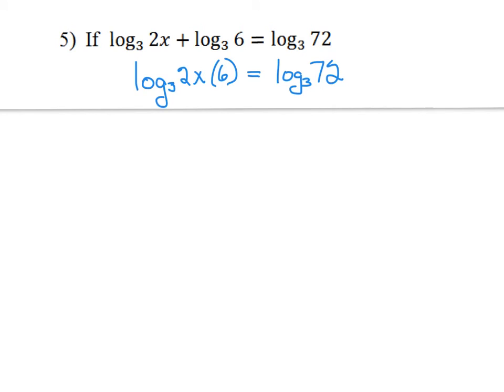Now because I have a log on both sides of the equation, I'm going to set the arguments equal to each other, so 2x times 6 is equal to 72. 12x equals 72. So that tells me that x must be equal to 6. And again, you can go back and check and make sure that the left side and the right side both equal log to the base 3 of 72.